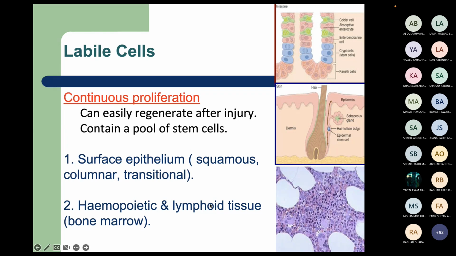The second organ system dividing all the time is the bone marrow cells. They are also dividing all the time, so they are called labile cells. Any injury to these cells is not so much of a problem because they'll quickly regenerate. They'll quickly grow again. They are called continuous replicators, labile cells.